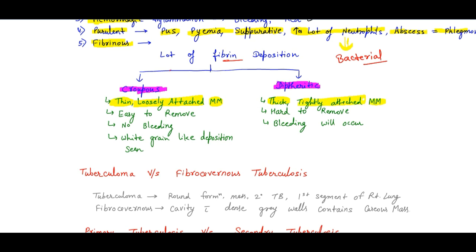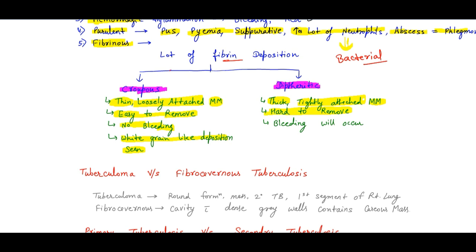Now what if something is loosely attached? It is easy to remove, so we can easily remove that membrane. And if we easily remove that membrane, there will be no bleeding. So no bleeding, and white grain like deposition will be seen. So remember the white grain like deposition is seen in croupous or fibrinous inflammation. Now if it is tightly attached, it is hard to remove from that thing.